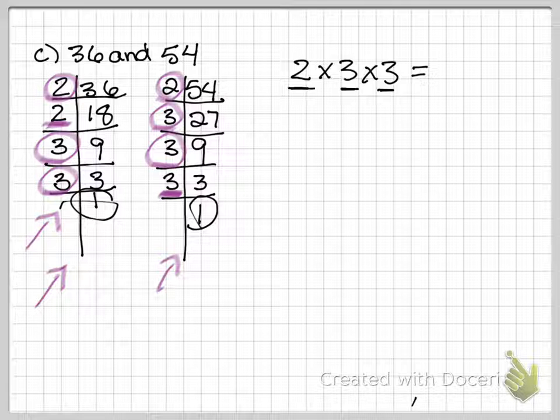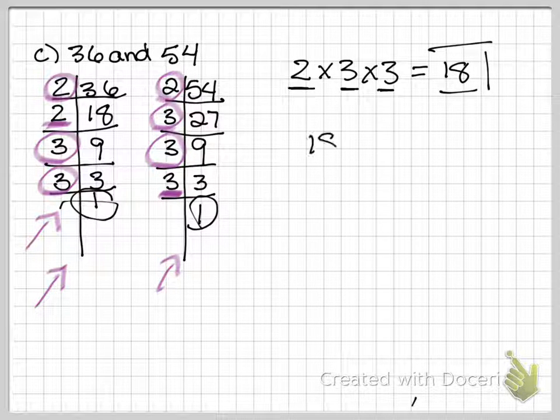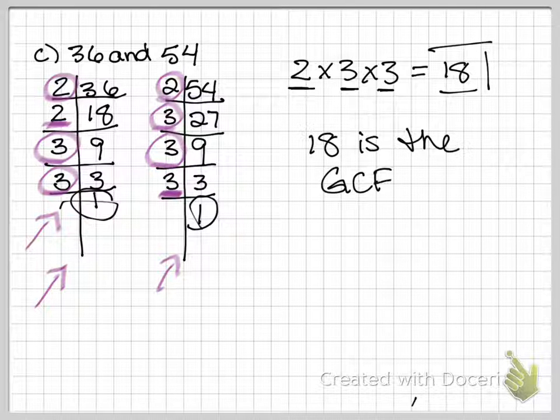And if I find the product of these, 2 times 3 times 3, well, 2 times 3 is 6, and 6 times 3 is 18. So 18 is the greatest common factor between 36 and 54.